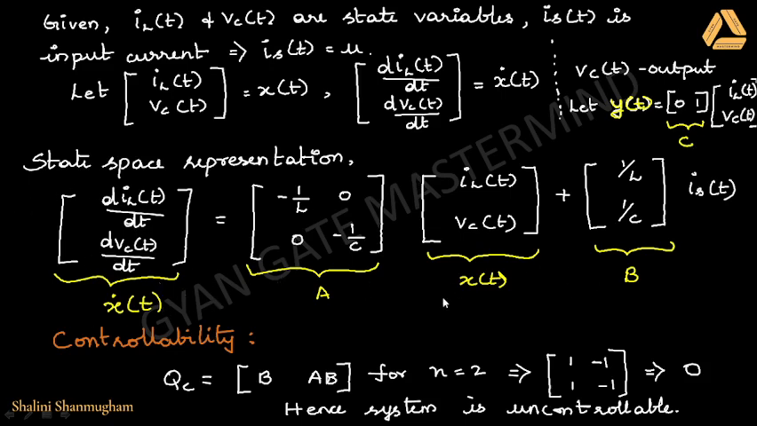So this is the representation for the given system, from which I got the A matrix and B matrix. For controllability, the matrix QC equals B, AB. The first element is B, the second element is the product of A and B, for n equal to 2, because the order of A is 2. From this I get the matrix 1 minus 1, 1 minus 1. After finding the determinant, it is 0. Hence the system is uncontrollable.